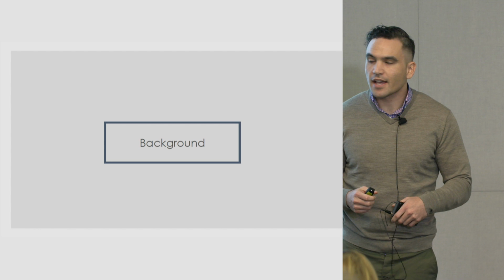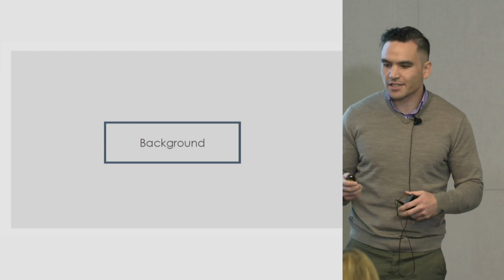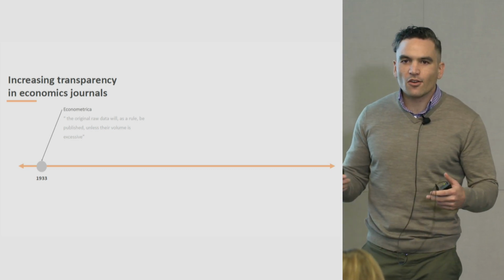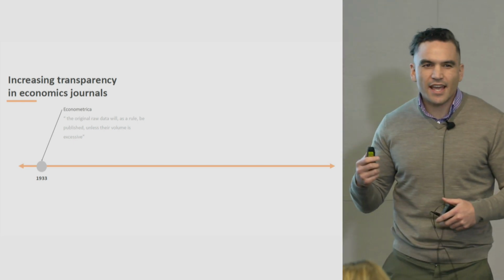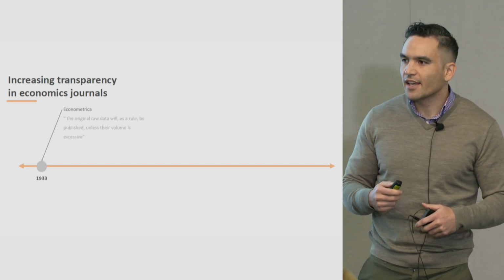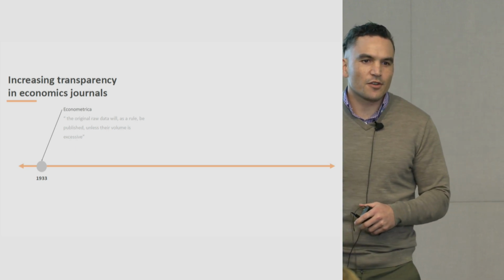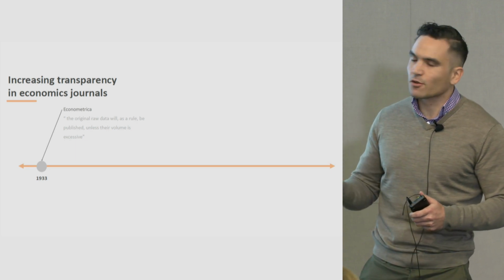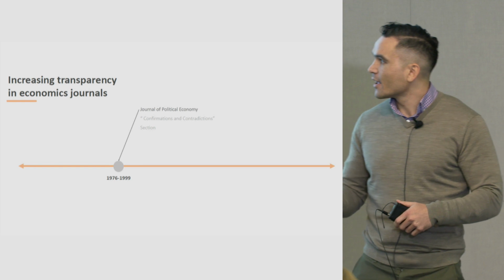So before I get started, I just want to talk a little bit about the background of the state of replication in the economics profession. There has really been a long-standing history in economics, like in many fields, of understanding the importance of replication to the scientific endeavour. So way back in the 30s, in the very first edition of Econometrica, the editor made this comment that, as a rule, they'll look to publish the data alongside articles.